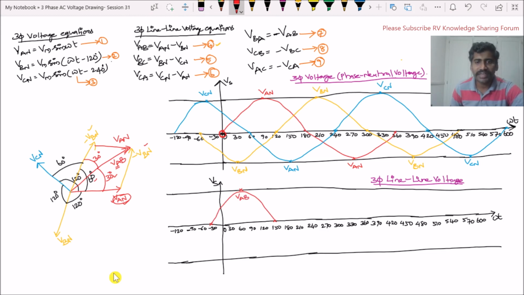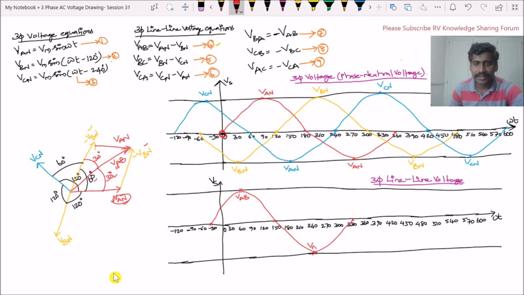From 150 degrees we have to leave another 90 degrees in order to have the negative peak value of the line voltage VAB. So that becomes 150 plus 90, which is 240. From 240 we have to leave another 90 degrees in order to complete its negative half cycle. 240 plus 90 becomes 330. Therefore, our line voltage VAB completes its negative half cycle at 330 degrees.